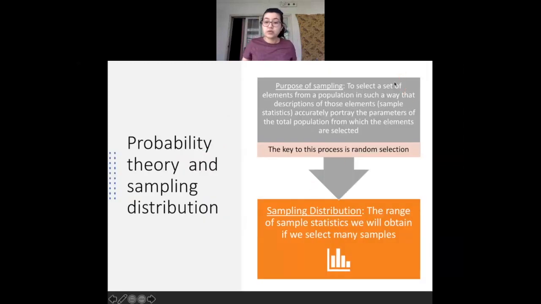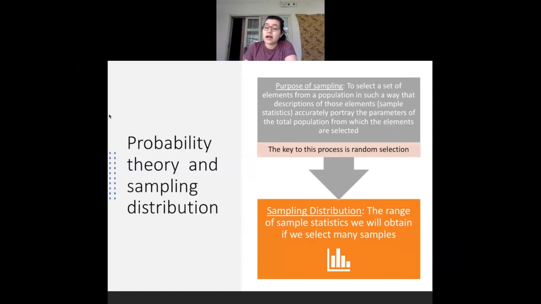Okay, so like we've been getting at and reiterating, the purpose of sampling is to get a smaller population so we can make generalizations about a larger population. And the larger population we call parameters, because we don't necessarily know what those parameters look like, but our sample statistic is getting us closer and closer to what that parameter might look like. And the key process to being able to do that is the random selection, right?